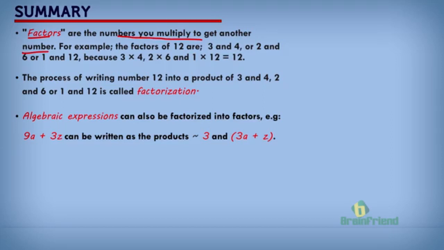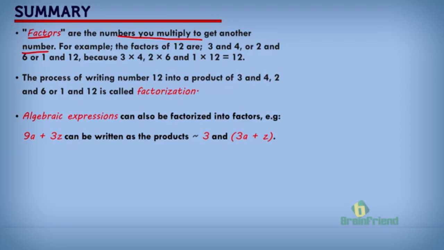We used an example of 12. We said when 3 and 4 are multiplied together, they give us 12. But also 1 and 12 multiplied together can also give us 12. And we said 6 and 2 multiplied together can also give us 12. So we have different factors. 3 and 4 is one pair of factors. 2 and 6 is another pair of factors. And 1 and 12 is also another pair of factors. So factorization is simply finding the building blocks of a thing.